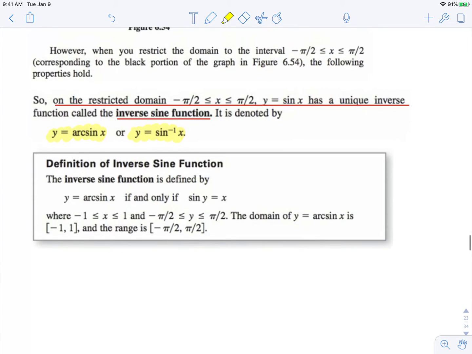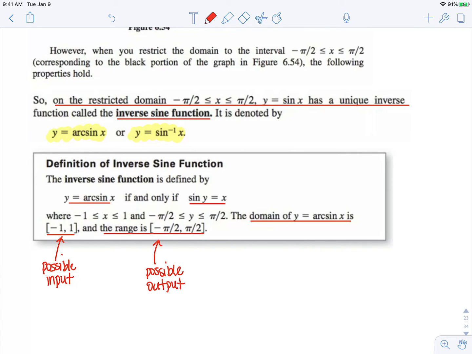So now we have a definition of the inverse sine function. We know that y equals arcsine of x if and only if sine y equals x. So we know that the domain of arcsine is negative 1 to 1. That is possible input values. And the range is negative pi over 2 to pi over 2. Possible outputs.